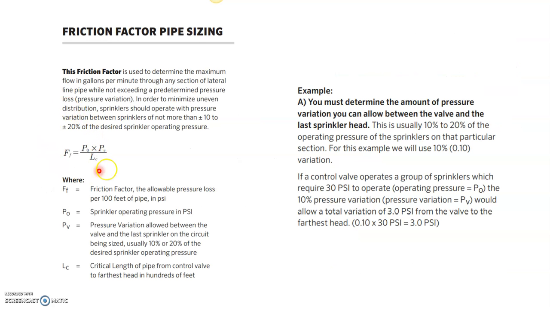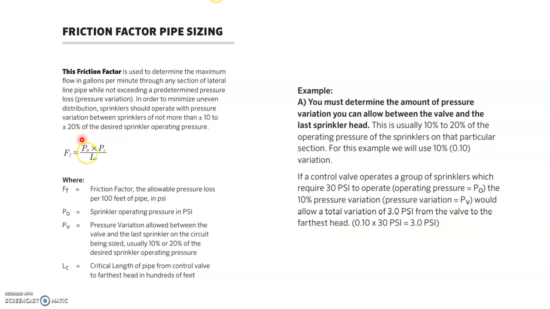That's why we are going to limit the pressure difference. So what's the friction factor, and how do we calculate this? This is PO. PO is the operating pressure of the sprinkler. PV is the pressure variation allowed between the valve and the last sprinkler, and LC is the length of the pipe from the farthest head to the valve.